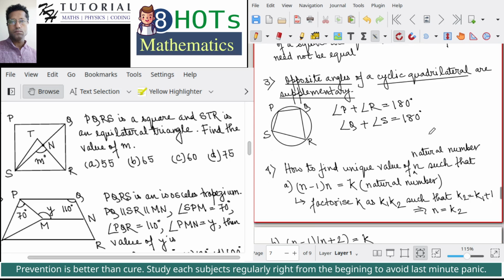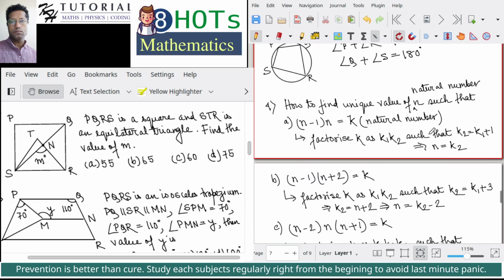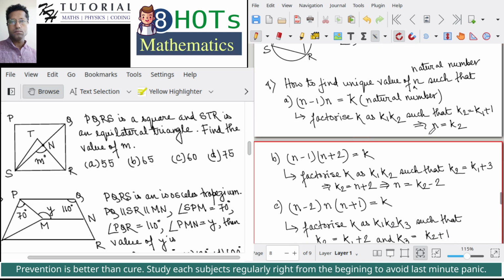Concept 4 was applied to solve question number 3. How do you find a unique value of n, where n is a natural number? I have considered 3 examples: A, B, C. If you are given (n minus 1) into n is equal to k, where k is a natural number, how do you find n? n will be a unique natural number.